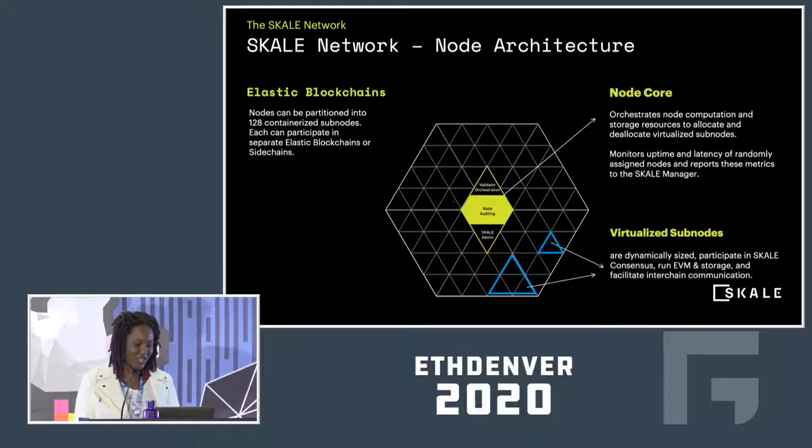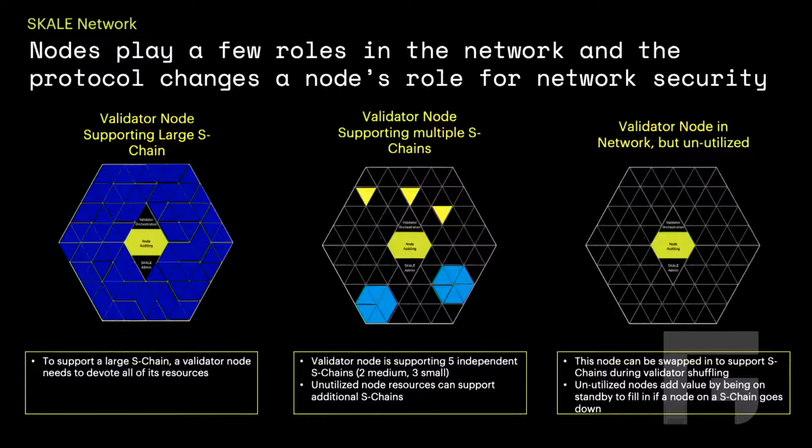So let's go a little bit deeper here. A validator could either be grouped together to run one Scale chain, or they could have multiple scale chains running on that. This middle one is more or less what most validator nodes will look like within our system. And if they just join, as you can imagine, they don't have any scale chains running yet, but they're open to be selected.